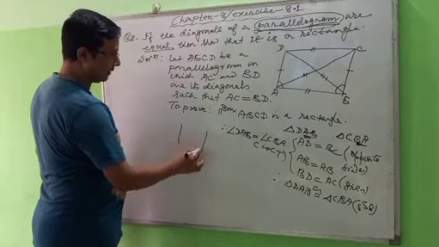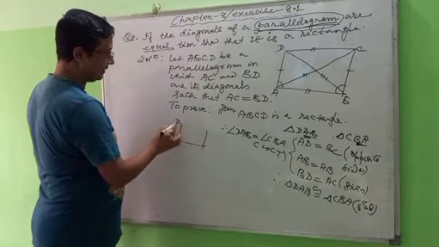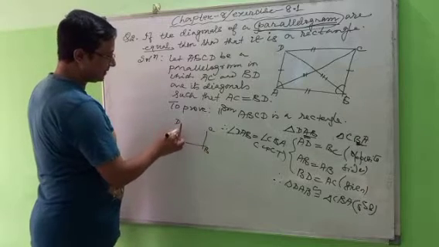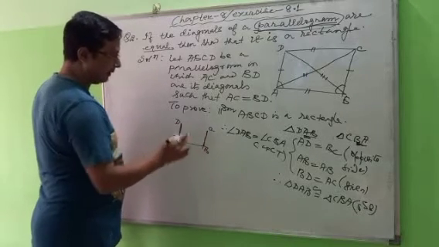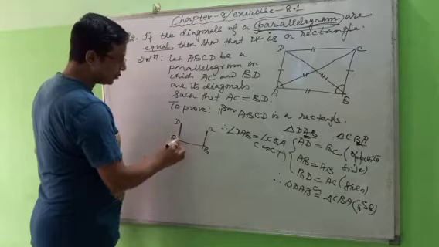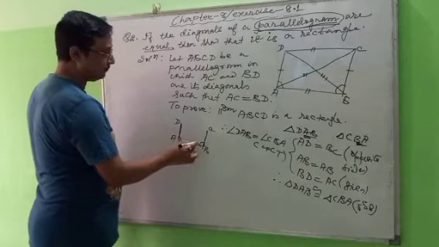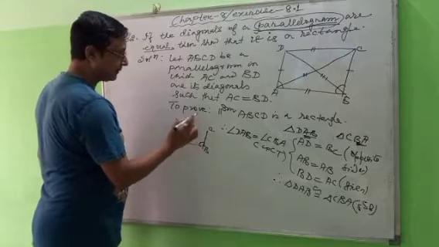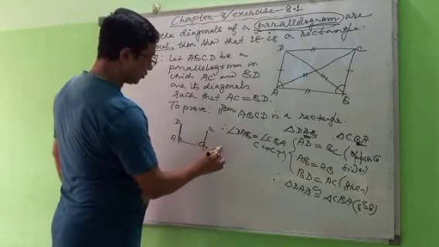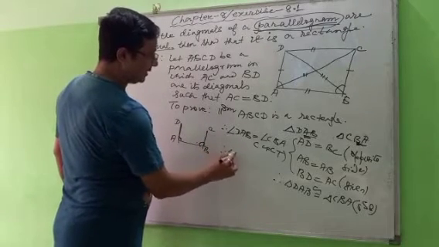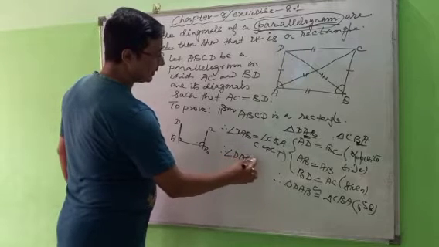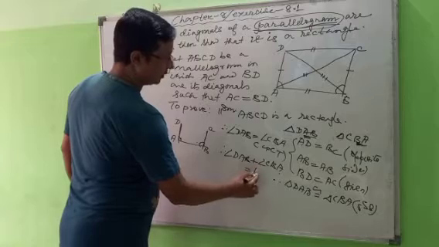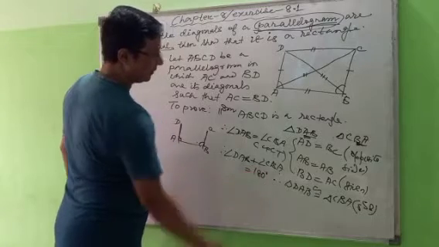So AD is parallel to BC. Say this is D, A, and this is C and B. As these two lines are parallel, these are the two adjacent interior angles. By adding these two, you will get 180 degrees. Therefore angle DAB plus angle CBA equals 180 degrees.